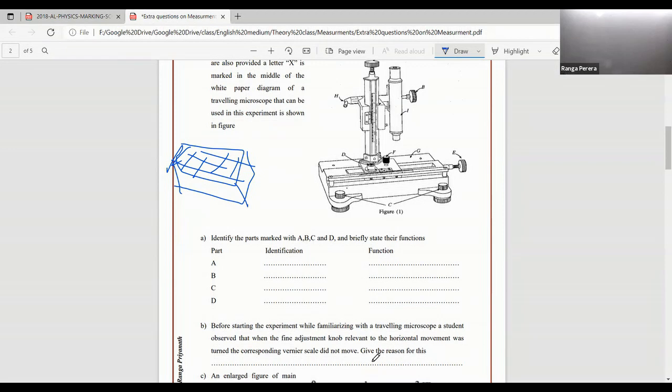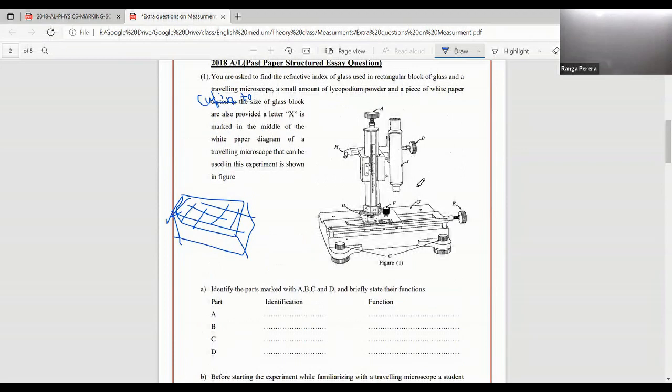Briefly state their function. What is part A? Part A is a fine adjustment knob. Slow motion knob. You can write whatever identification here, but it should be a knob which can give fine adjustment. So if you haven't written it properly, you just write fine adjustment knob.